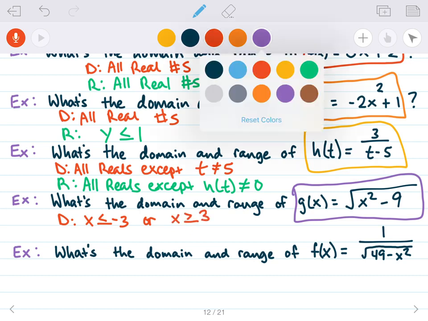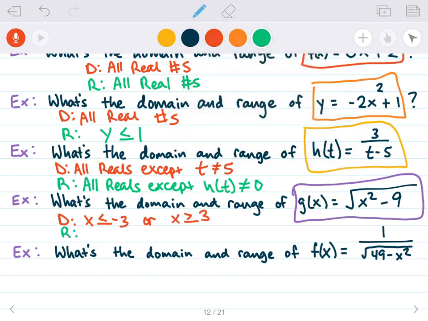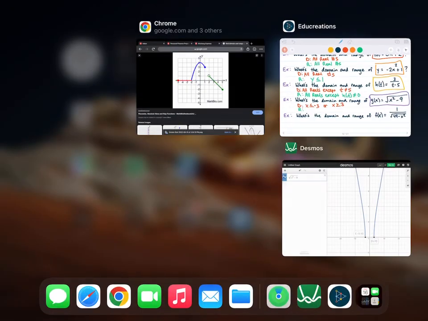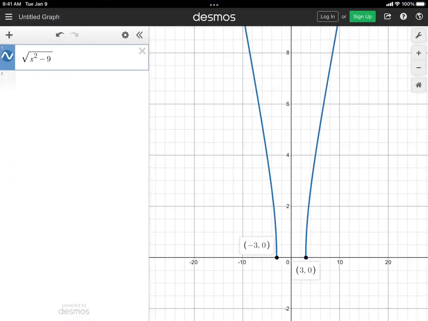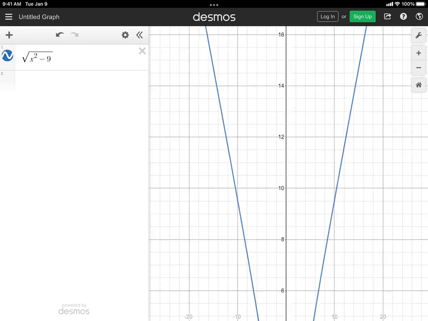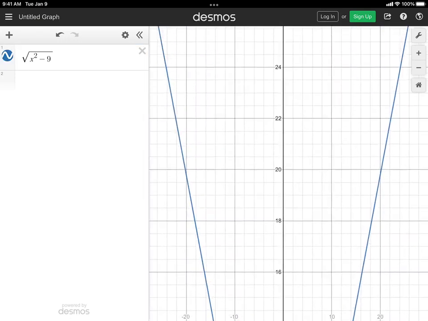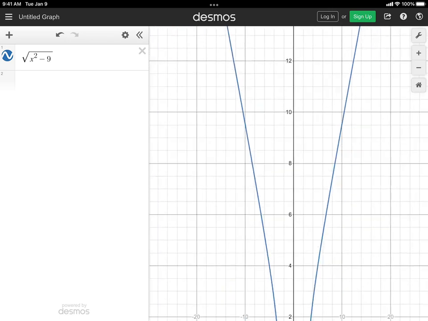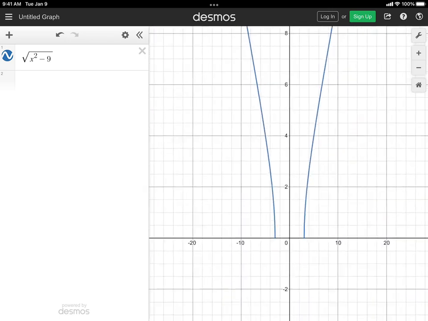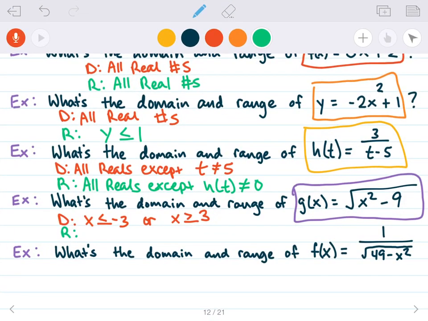All right, and what's our range? Our range is how far up to how far down does this thing go? Well, if we look, the smallest output value is 0, but it goes up indefinitely, right? So all these other y values are accounted for. And so my range is going to be anything bigger than or equal to 0. So g of x is going to be bigger than or equal to 0. All right. Okay, let's do one more on this slide.